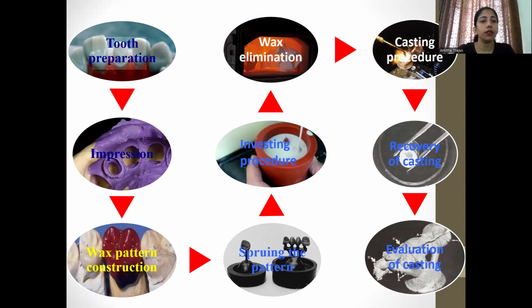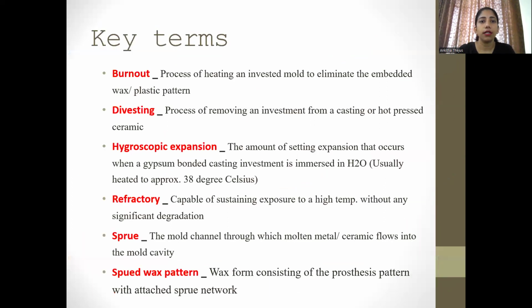So after pouring the cast, the next step is fabrication of the wax pattern. Next is spruing the wax pattern. After spruing, we'll invest the whole wax pattern in an appropriate investing medium. Next step, once the investment is set, we'll be doing the wax elimination. After wax elimination, there will be a mold space created into which we will be pouring the molten metal. Appropriate metal will be poured. Next is recovery of the casting and evaluation of the casting.